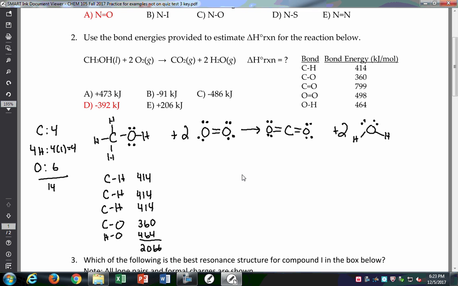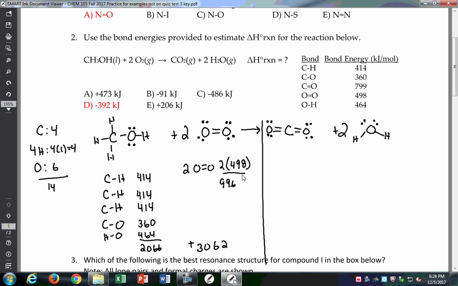But we're not done because our final product does not have a carbon-oxygen double bond, so we also have to break that. And that is 498. Now, note we have 2 carbon-oxygen double bonds because we have 2 moles of it for 1 mole of methanol, so we do have to multiply that by 2. So our total cost is going to be 3,062 kilojoules per mole of energy to break. Now we have to form.